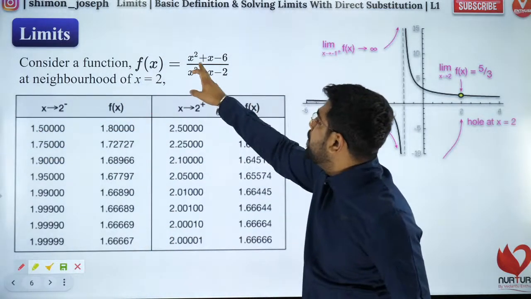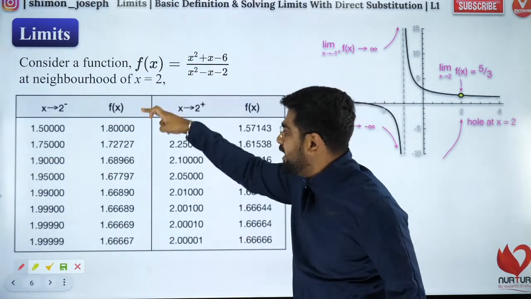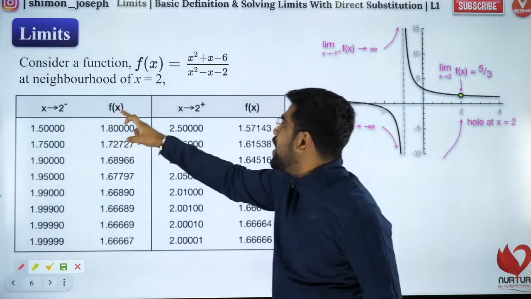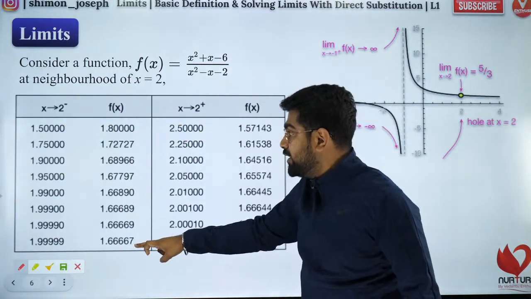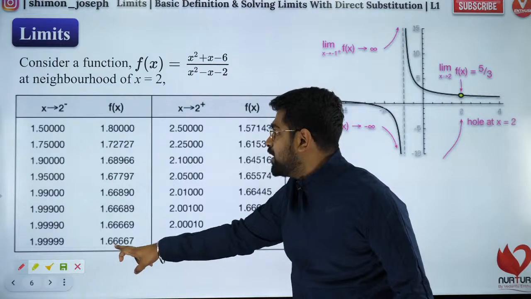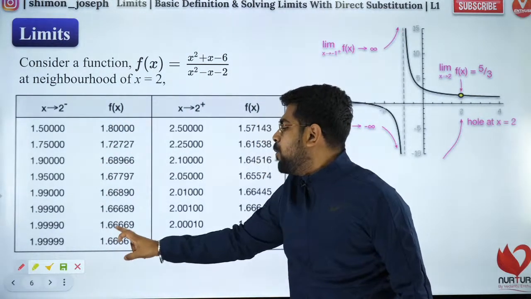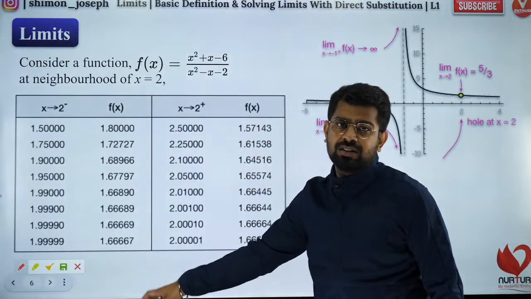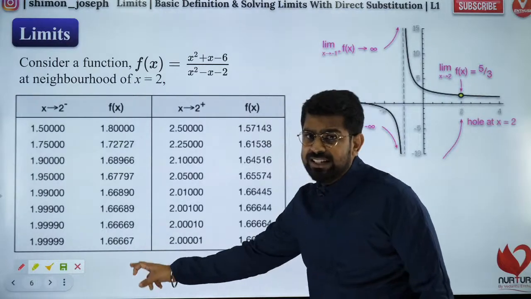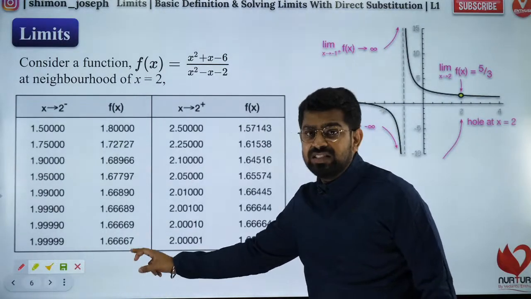How did I calculate this? I put x equal to 1.5 here and I evaluated it. When I evaluate it, I see that my function tends to 1.6666 and so on. That is nothing but 5 by 3.